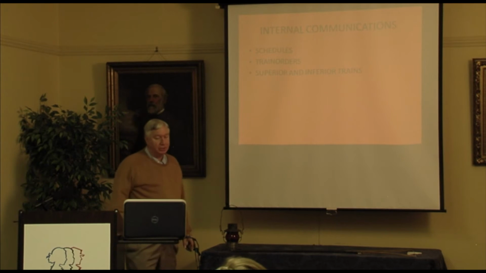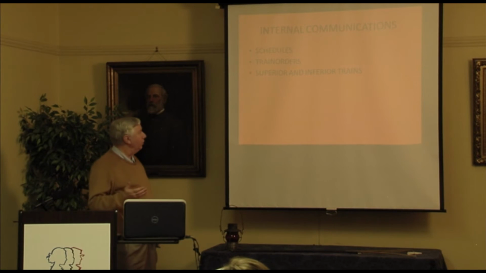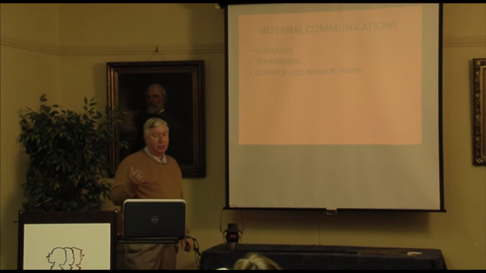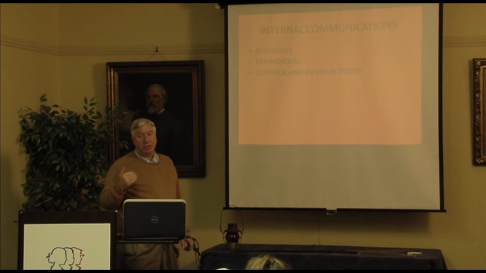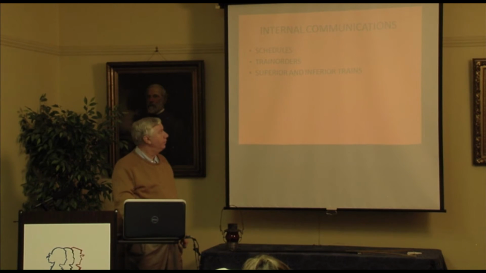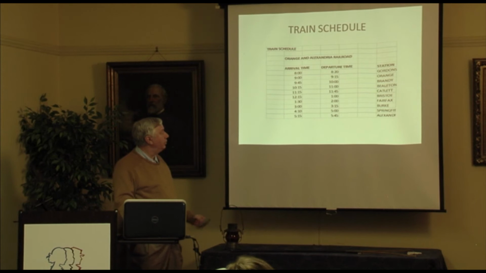Internal communications, that's communications inside the railroad, are going to involve schedules, train orders, and superior and inferior trains. Superior and inferior trains are the fact that some trains have priority over others. So some of them are going to sit on a siding waiting for other trains to go by. And I'll explain that. So the train schedule, this is a fairly typical train schedule.